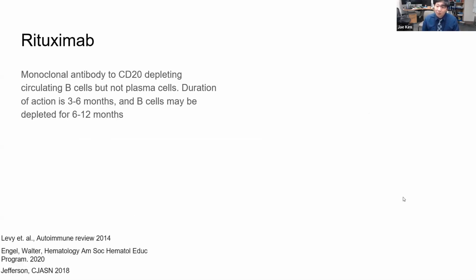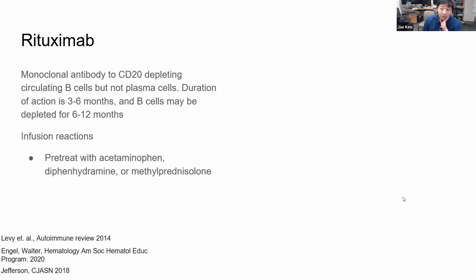Rituximab is a monoclonal antibody to CD20, depleting circulating B cells but not plasma cells that are already formed. Duration of action is 3 to 6 months, and B cells may be depleted for 6 to 12 months. You might see some infusion reactions, and you can pre-treat with Tylenol, Benadryl, or methylpred, and slow the infusion rate to start.